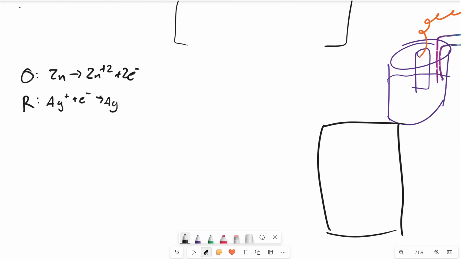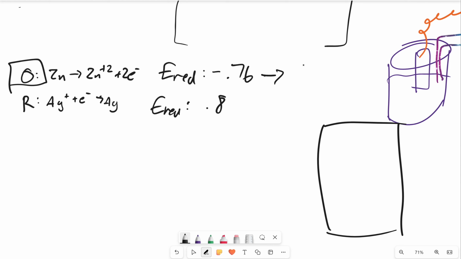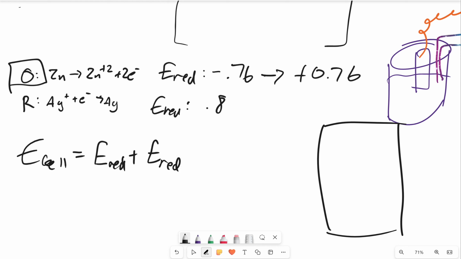Then we consult our big table of reduction potentials, and we find that this one has an E red of minus 0.76 and the other an E red of 0.8. Remember, because this one is being oxidized, we have to flip the sign, basically like Hess's law. So it's plus 0.76. Then to find E cell, E cell equals E red plus E ox, which is 0.76 plus 0.8, equals 1.56.